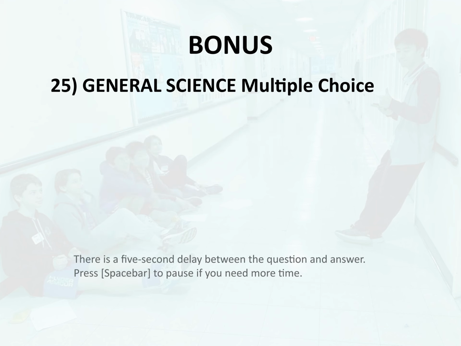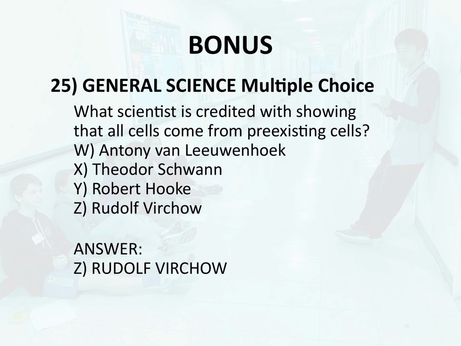Bonus 25. General science. Multiple choice. What scientist is credited with showing that all cells come from pre-existing cells? W. Antony van Leeuwenhoek. X. Theodore Schwann. Y. Robert Hooke. Z. Rudolf Virchow. Answer: Z. Rudolf Virchow.